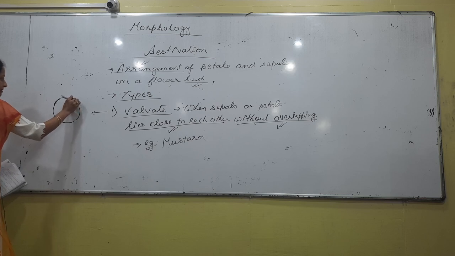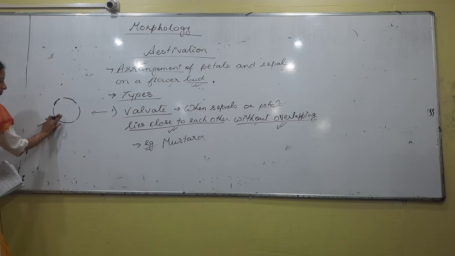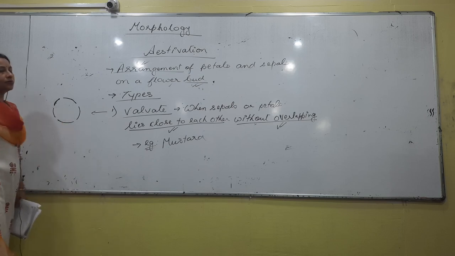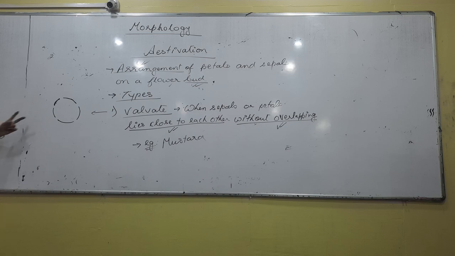5 petals, 5 arcs. How will you identify the valvate estivation? I mean, this is very easy. If you have petals and arcs, and there is no space, that indicates that we are talking about valvate. The rest of the estivation is slightly different.